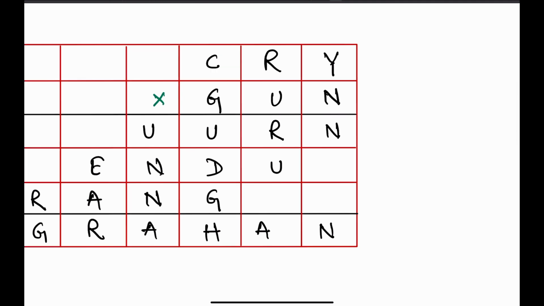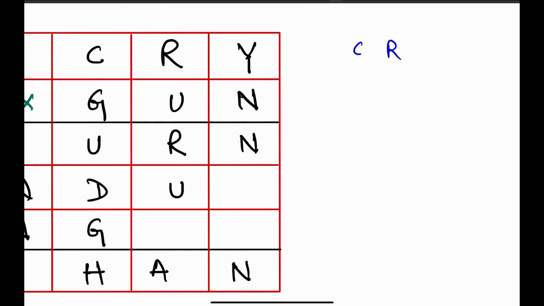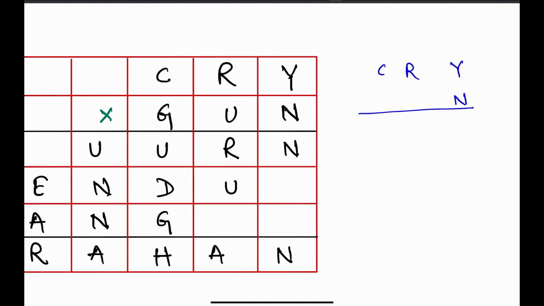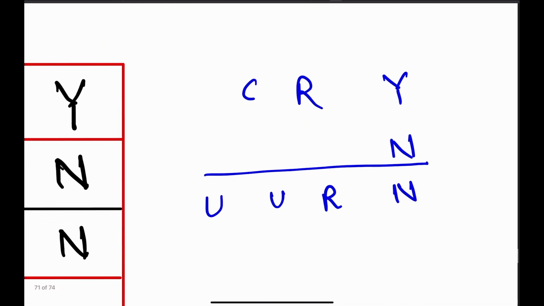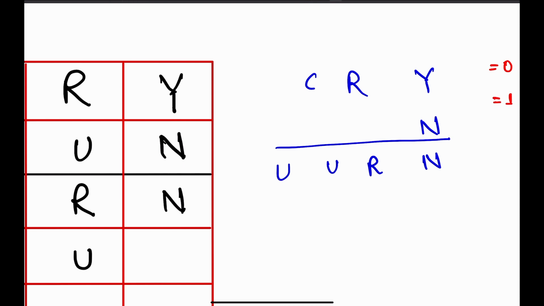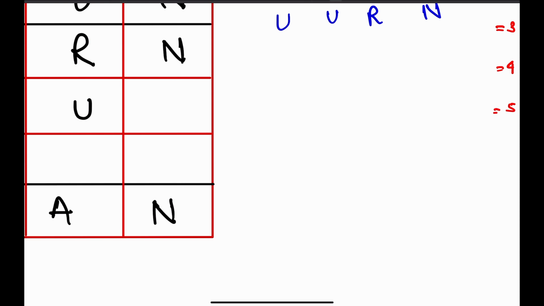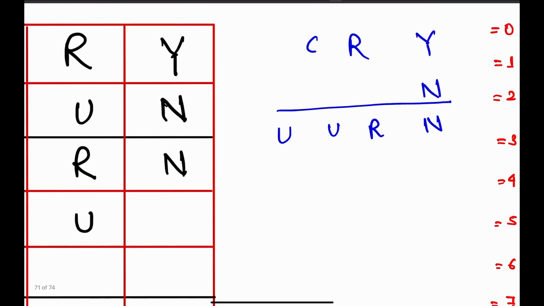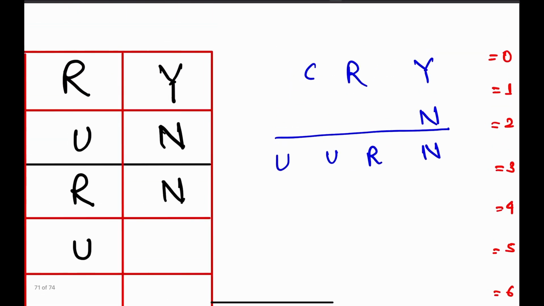CRY, when CRY is multiplied with N, what am I getting here? I am getting UURN. So what I can say, if I take this out, again our first thing is 0, 1, 2, 3, 4, 5, 6, 7, 8, 9. So when Y is multiplied with N, we are getting N. So when is this possible?